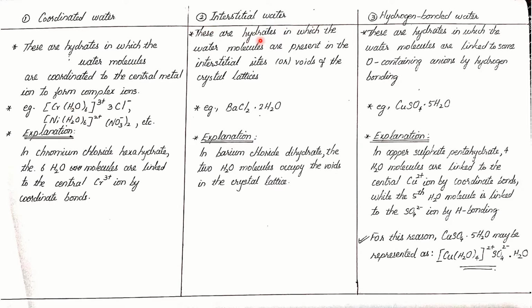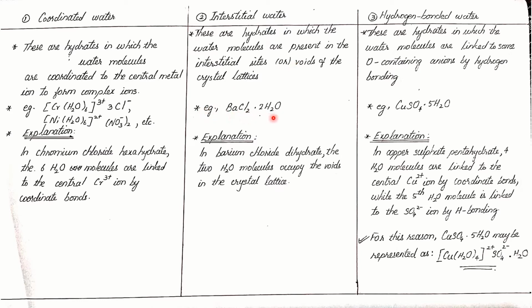These are hydrates in which the water molecules are present in the interstitial sites or voids of the crystal lattices. Okay, what do you mean by interstitial sites or voids? Interstitial sites or voids means vacant spaces or holes which are present in between the positive cations and the negative anions of the crystal structure of ionic compounds. Okay, an example is barium chloride dihydrate.